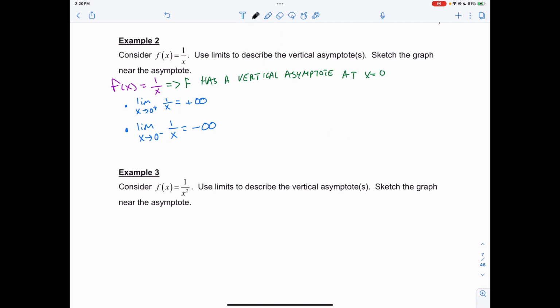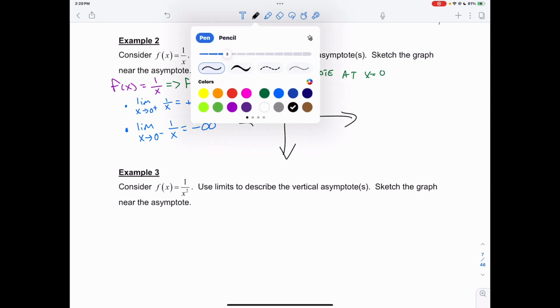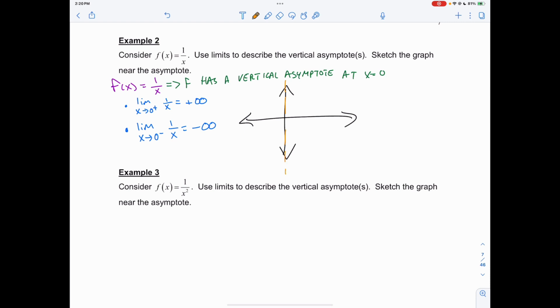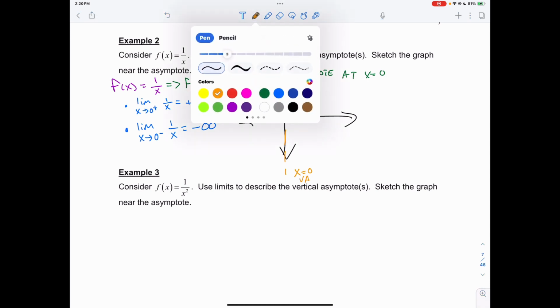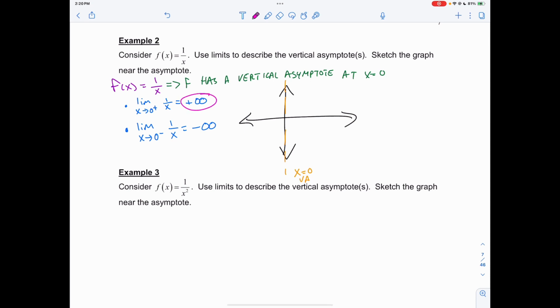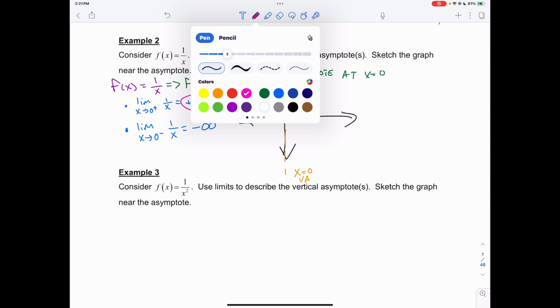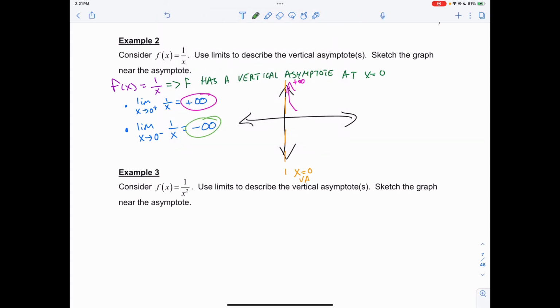So for the vertical asymptotes here, I know from what I've just seen, at x is equal to 0, or the vertical asymptote, as I try to approach that from the right-hand side, it's going to shoot up to positive infinity. As I try to approach that from the left-hand side, it's going to shoot down to negative infinity.